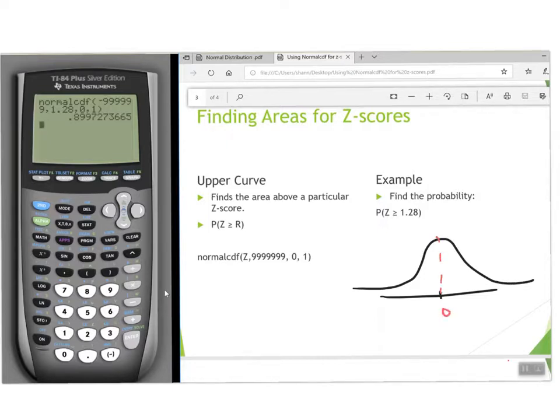Where is 1.28 with respect to 0? It's on the right-hand side. So we'll draw on the right-hand side. And this time we're going to shade, since it's above 1.28, we shade to the right. Go to our calculator now.